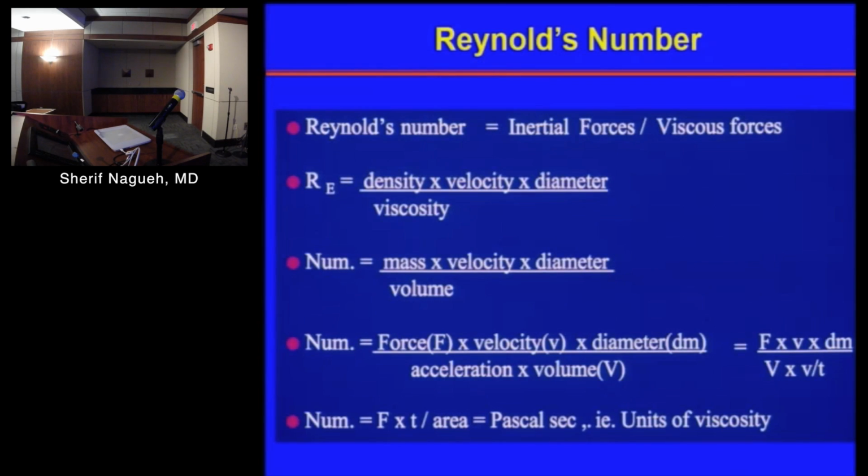And the Reynolds number does vary based on the density of the fluid that you're looking at, based on the velocity with which the fluid is moving, and the diameter, and of course the viscosity. For those who are interested, Reynolds number is a dimensionless parameter, meaning it has no units, because if you work your way through the numerator and the denominator, they will cancel out.